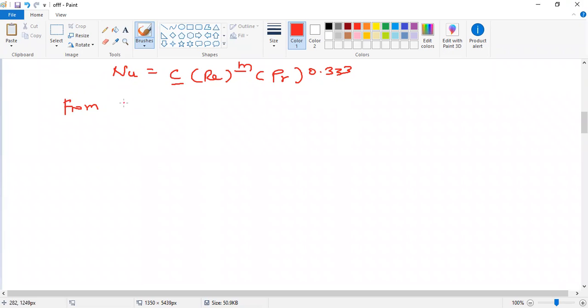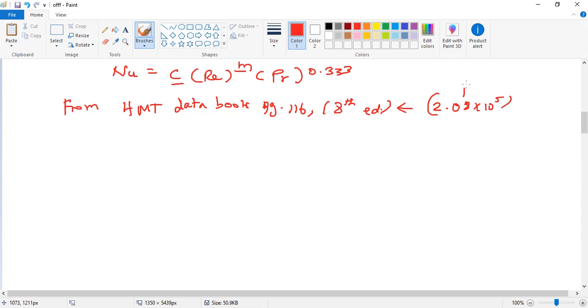Okay. So from the HMT data book, we use page number 116, 8th edition. Okay. So we need the values of C and M with respect to the Reynolds number, which is 2.08 into 10 power 5. So we already found the Reynolds number value. Based on the Reynolds number value, we find out the C and M values.